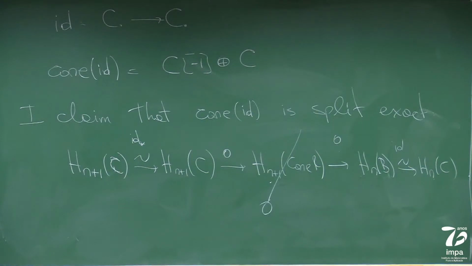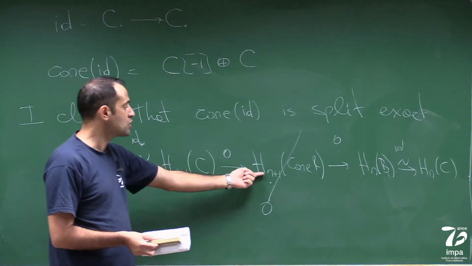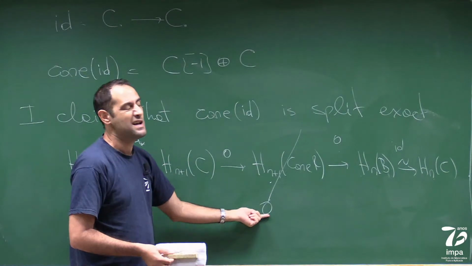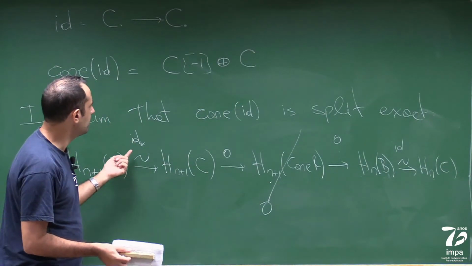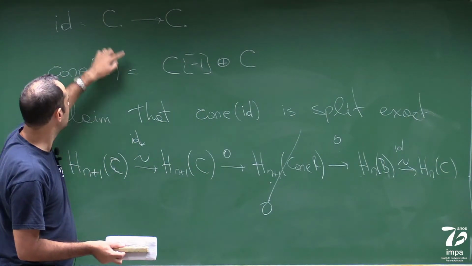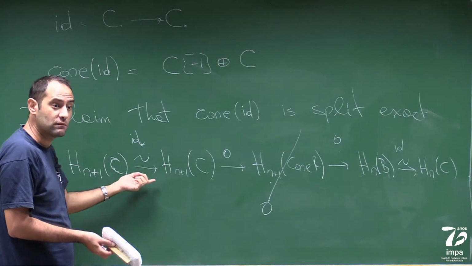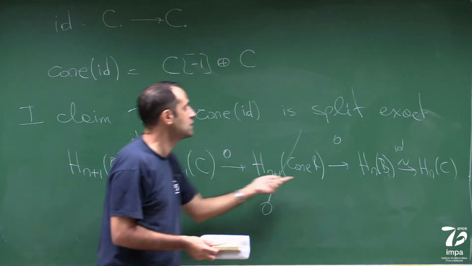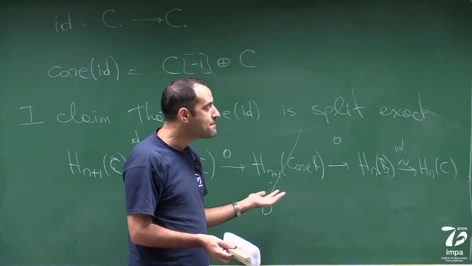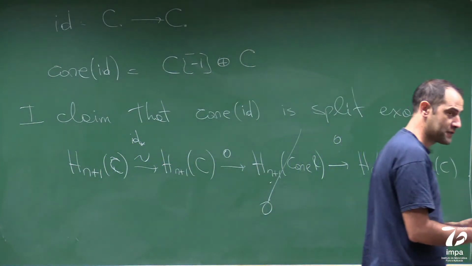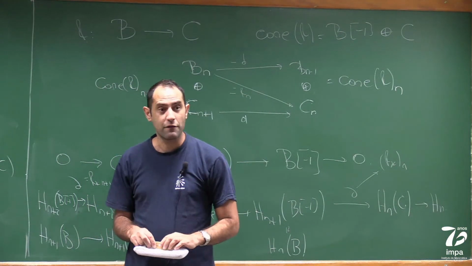Okay, so we expect that the cone of the identity map is trivial. It's trivial in homology. All of the homologies of a cone have to be trivial. I haven't used at all that this was the identity, so anything that is invertible would have given me the same thing. I've only used that these are isomorphisms. So the cone of any map that is an isomorphism in homology should be trivial in homology.